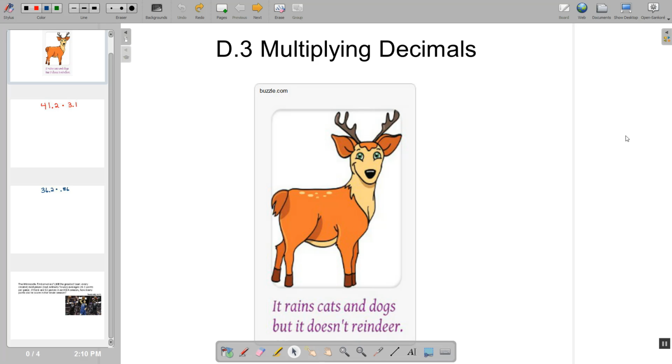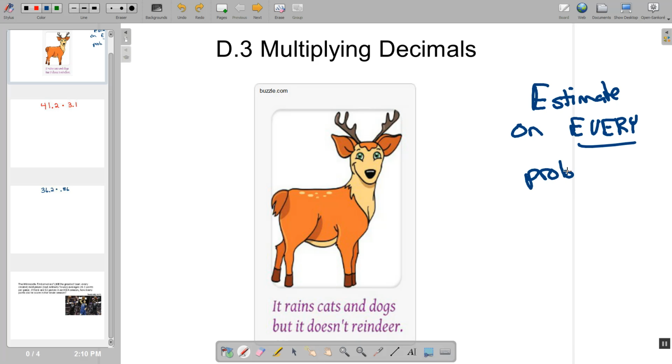We're going to be moving to multiplying decimals. And when we work through these types of problems, it's really important to know that what we do with the decimal place is not the same as adding and subtracting decimals, okay? And if you are willing to estimate on every problem, this is not a super tough process. If you don't estimate on every problem, you are really going to struggle. So it is required that you estimate on every single decimal problem still, even when you get comfortable with them.